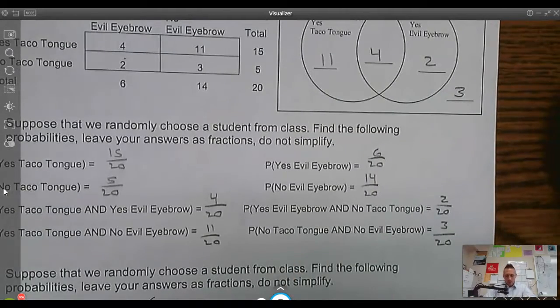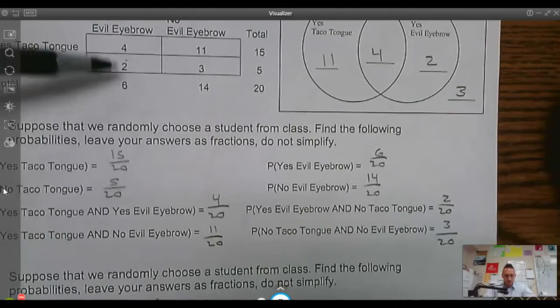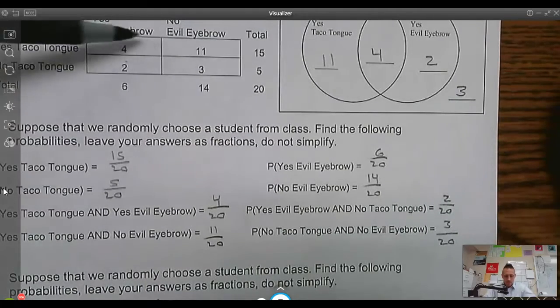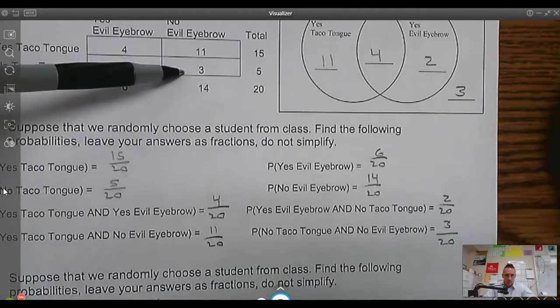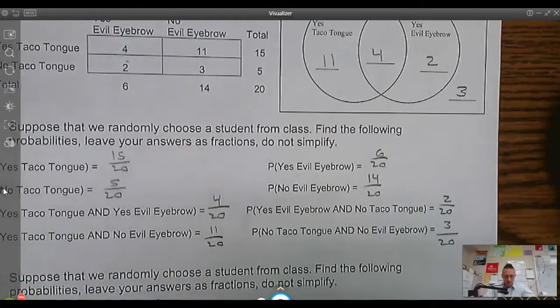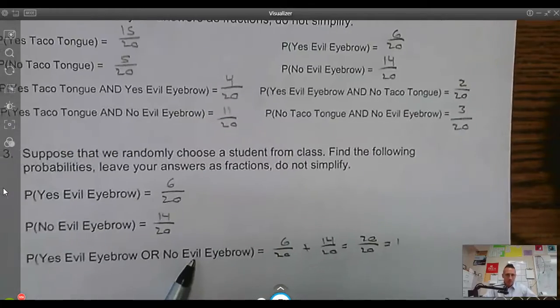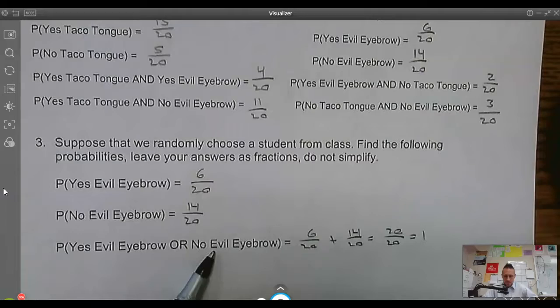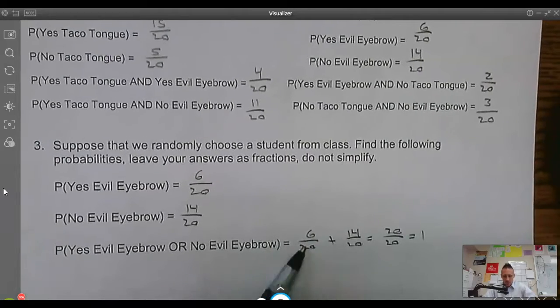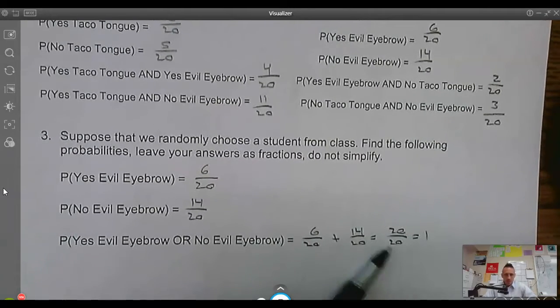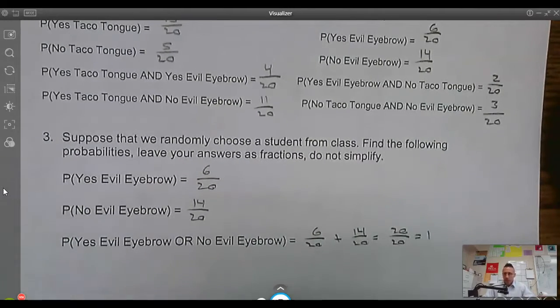All right, moving on to the second question, or I guess question 3 actually. Yes, evil eyebrow, 6 out of 20. No evil eyebrow, 14 out of 20. You already did that up there. Yes, evil eyebrow or no evil eyebrow. Well, these are just complements. You either can or you can't. So when you sum them up, you get 20 out of 20 or 1. Everyone in the class can either do it or not do it.